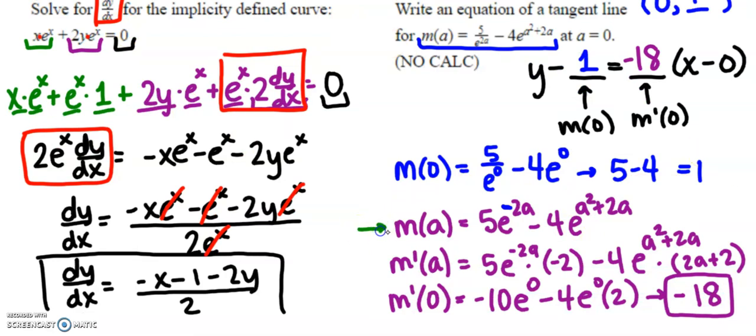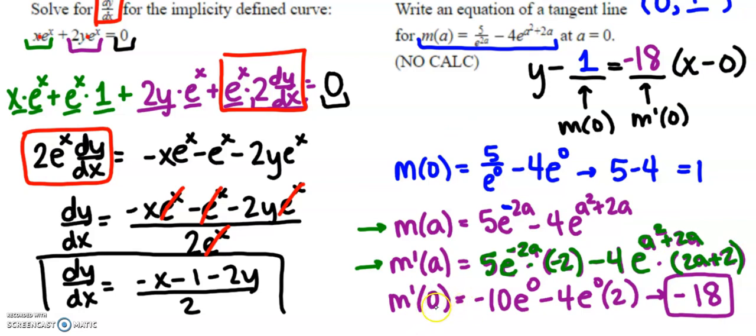I have not done any calculus yet. This is where the calculus kicks in. So the 5 is just hanging out. This is e^(-2a) times the derivative of the exponent, minus the 4 just hangs out, e^(a^2+2a) times the derivative of the exponent, right? It's e^u times the derivative of u.